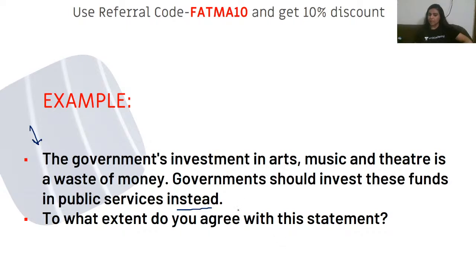क्वेश्चन कह रहा है कि जो गवर्नमेंट का इन्वेस्टमेंट है आर्ट्स, म्यूजिक और थिएटर्स उस पे करना एक वेस्ट है. It brings in no value. It's an absolute waste. Instead of giving the funding in such areas, funds जाने चाहिए public services पे. आपका क्या point of view है इस पे और किस हद तक आप believe करते हो उस point पे? Okay, that's what they're trying to ask you.